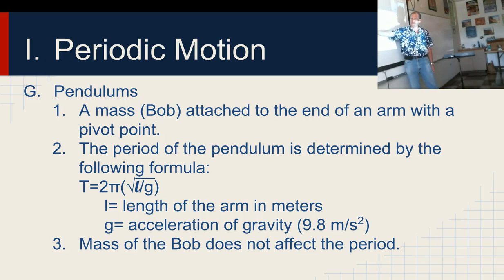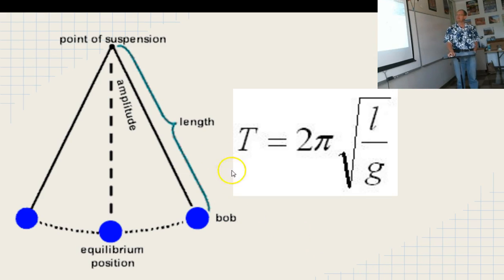So 2 pi times the square root of the length of the arm divided by g, which is the acceleration of gravity. So the mass of the bob does not affect the period of its oscillation. Okay, so here we go. This is just an example here. Here we have a pendulum, and the length of the arm from the point of suspension to the center of the mass of the bob, that length is the length here, right? And so you just need to know that, and you can do the rest of the math and figure out how long it will take, or if you know how long it's taking, you can figure out how long the arm is.